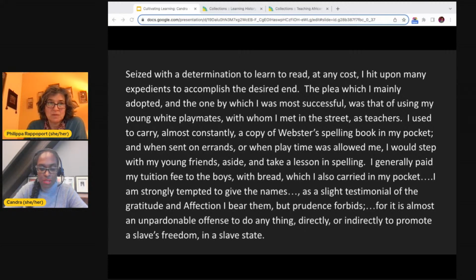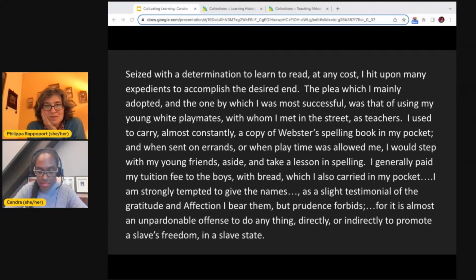Seized with the determination to learn to read at any cost, I hit upon many expedients to accomplish the desired end. The plea which I mainly adopted, and the one by which I was most successful, was that of using my young white playmates, with whom I met in the street, as teachers. I used to carry almost constantly a copy of Webster's spelling book in my pocket, and when sent on errands, or when playtime was allowed me, I would step with my young friends aside and take a lesson in spelling.